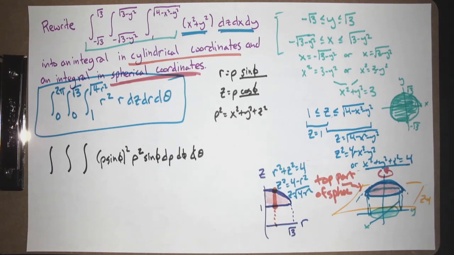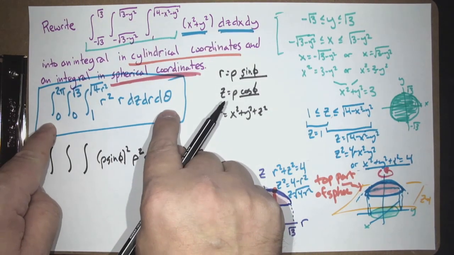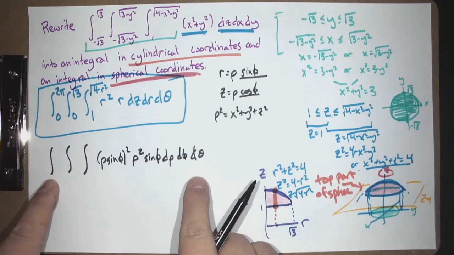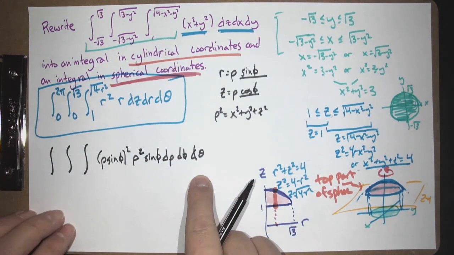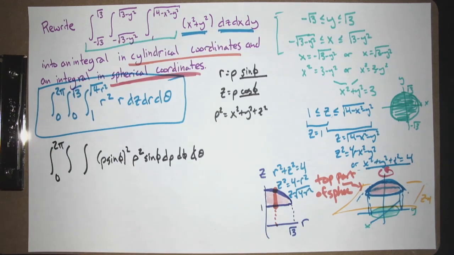Okay. So what's left? The bounds. Now, the good news about theta is it does the same thing. So where will theta go from? 0 to 2 pi. Awesome. The bad news is we got to work for the rest of this, but that's okay. A little bit of work won't hurt us.